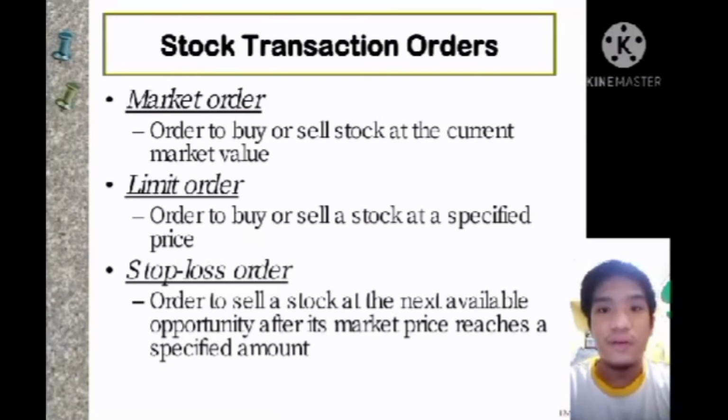The last and third one is the stop-loss order. It is an order to sell a stock at the next available opportunity after its market price reaches a specified amount. A stop-loss order is an order placed with a broker to buy or sell a specified stock once the stock reaches a certain price. It also helps the investor to limit the loss on a securities position.